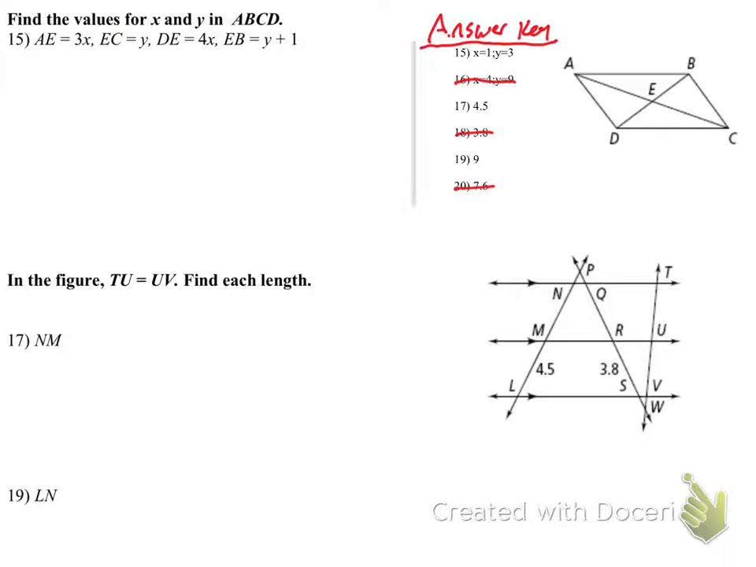All right, so find the values for x and y in A, B, C, D. So AE is equal to 3x.